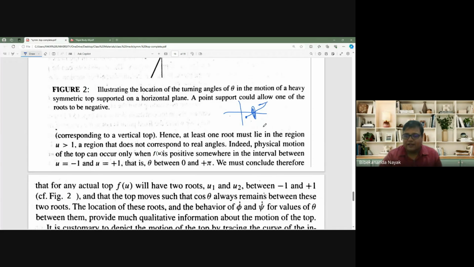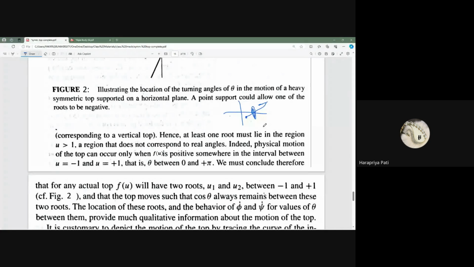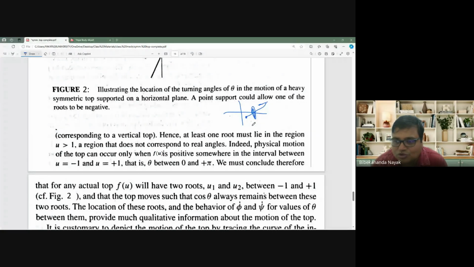Okay? Hello? Yes, sir. Okay, sir. Negative means it must be 0 inside it. How does it go from negative to positive?